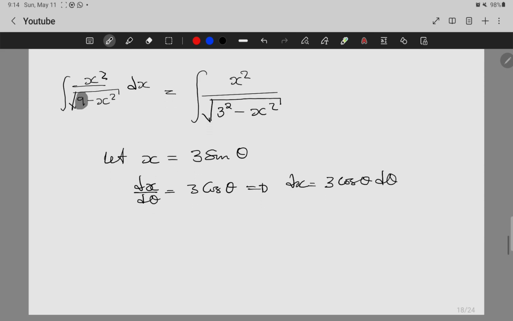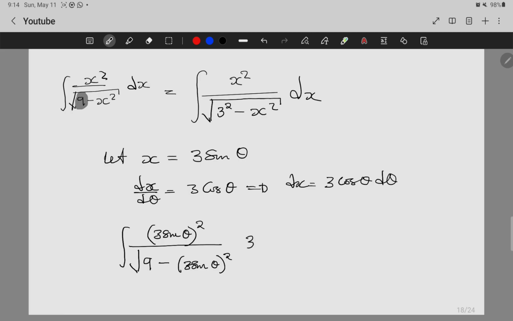Now we make the substitution. Our integral now becomes, where we have x, we're putting 3 sine theta, but in the numerator, x is squared. In the denominator, we now have 3 squared, I can bring it back and present it as a 9. We see x squared again, so x squared is 3 sine theta squared. Then we have dx.